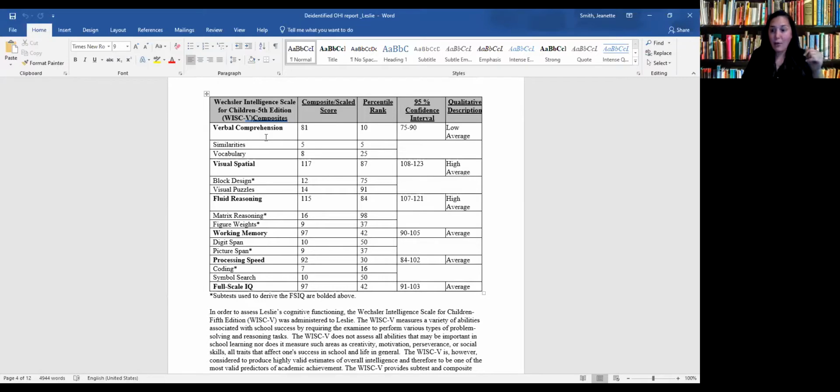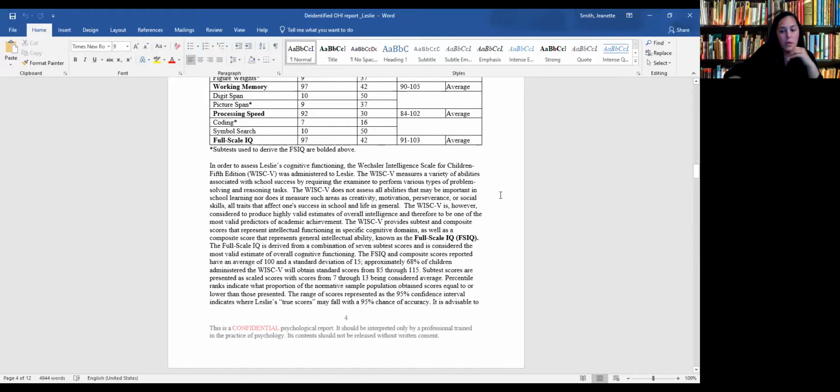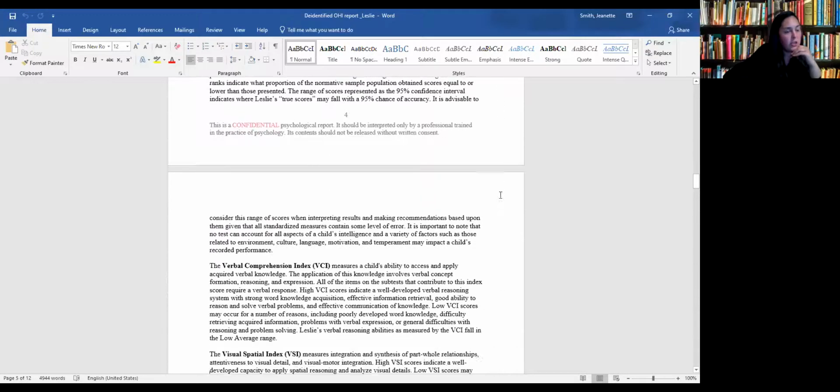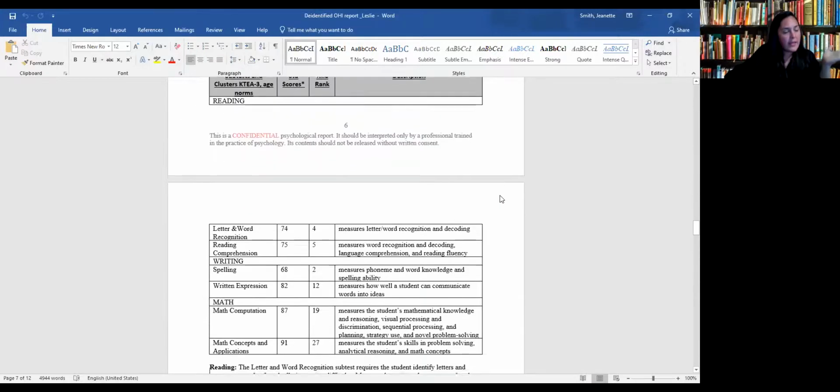And so I might not use the word vernacular with this particular kiddo, so as to not confuse whatever message I'm attempting to give him. Let's see. Moving forward, we had some information about academics as well. And so that's in here.